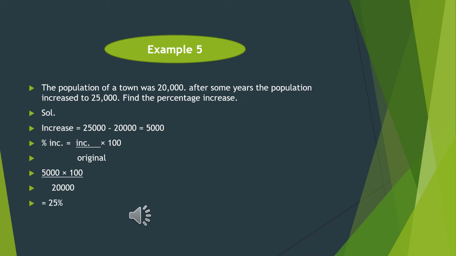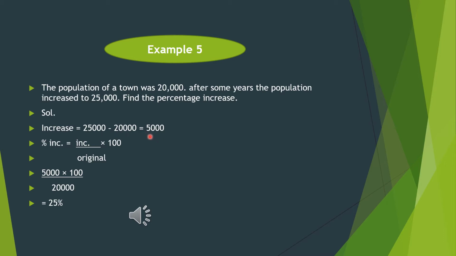Population of a town was 20,000. After some years, the population increased to 25,000. Find the percentage increase. Very easy. So from 20,000 to 25,000, what is the increase? Of course, it is very easy for us to find the increase. That is, subtracting 20,000 from 25,000. Our increase is 5,000. What is our formula?